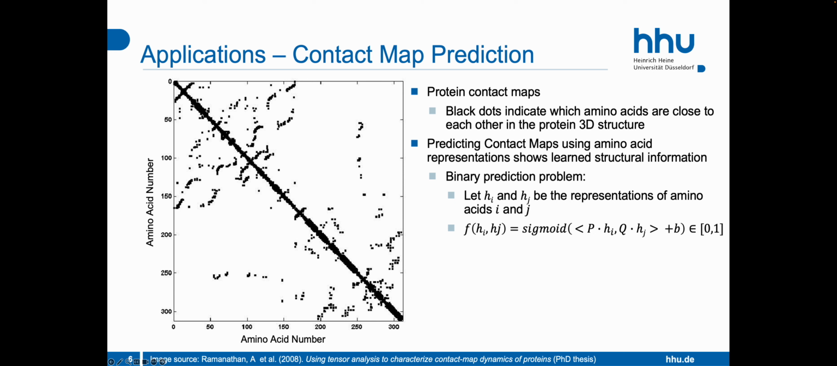The parameters of the matrices P and Q and the value b are learned during the training process for this prediction task. And it is indeed possible to predict the entries of such contact maps reasonably well using the ESM1B amino acid representations, showing that they store structural information.